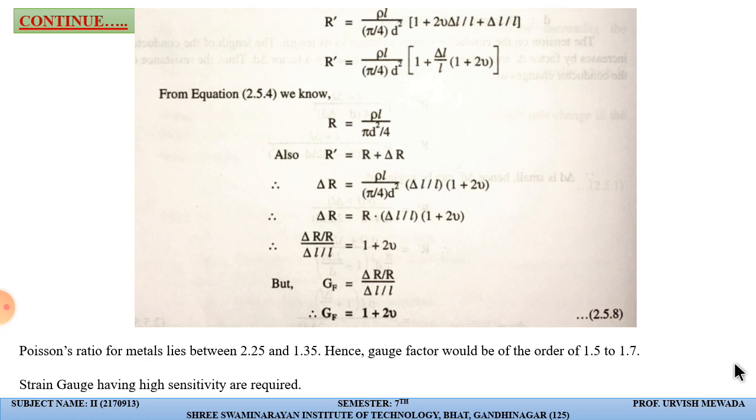So as sensitivity changes, the gauge factor will change. The Poisson's ratio for metals lies between 0.25 and 0.35, this value you require when you calculate the example related to this equation, and the gauge factor would be of the order of 1.5 to 1.7. Strain gauges having high sensitivities are required, because the dimension change whenever we apply the force is very small, so that's why higher sensitivity strain gauges are required. And if the sensitivity is higher, then the gauge factor of the strain gauge is also higher.